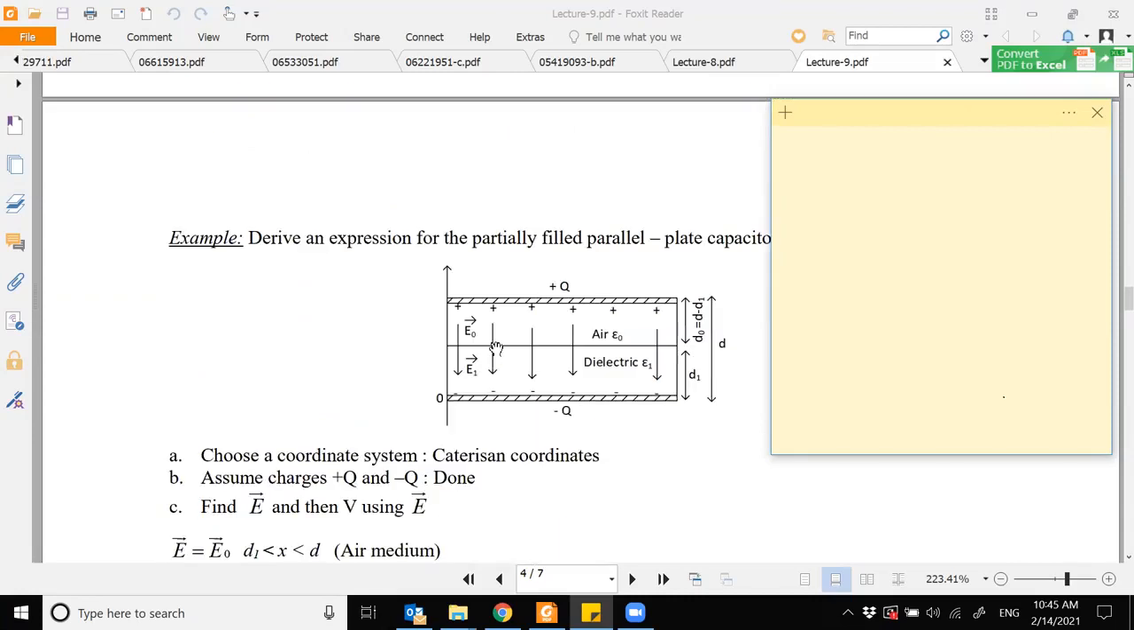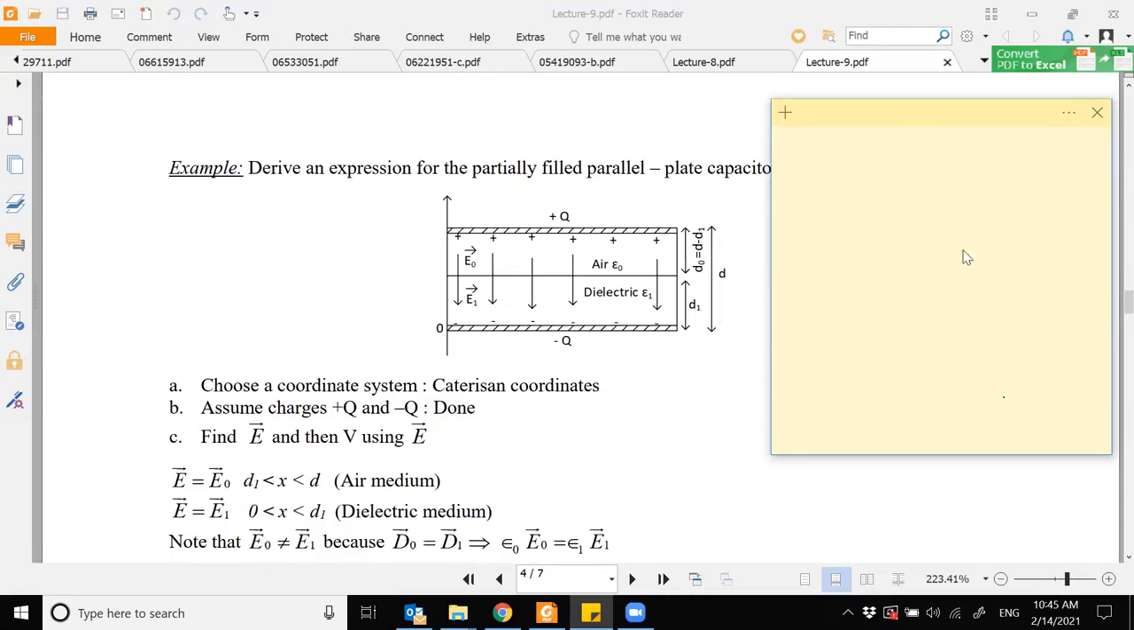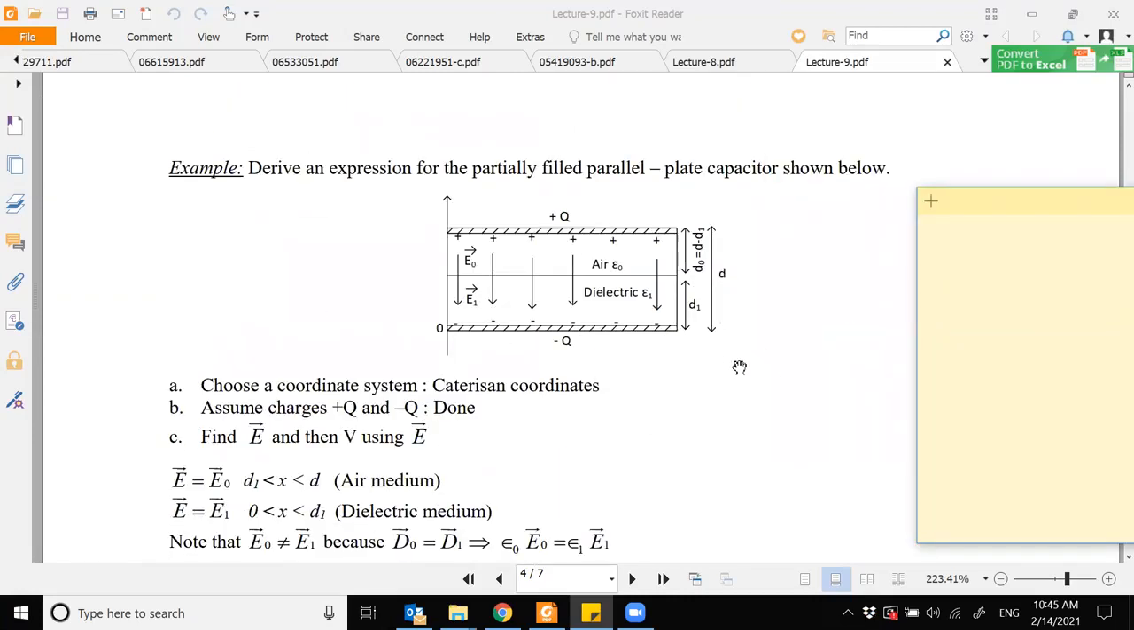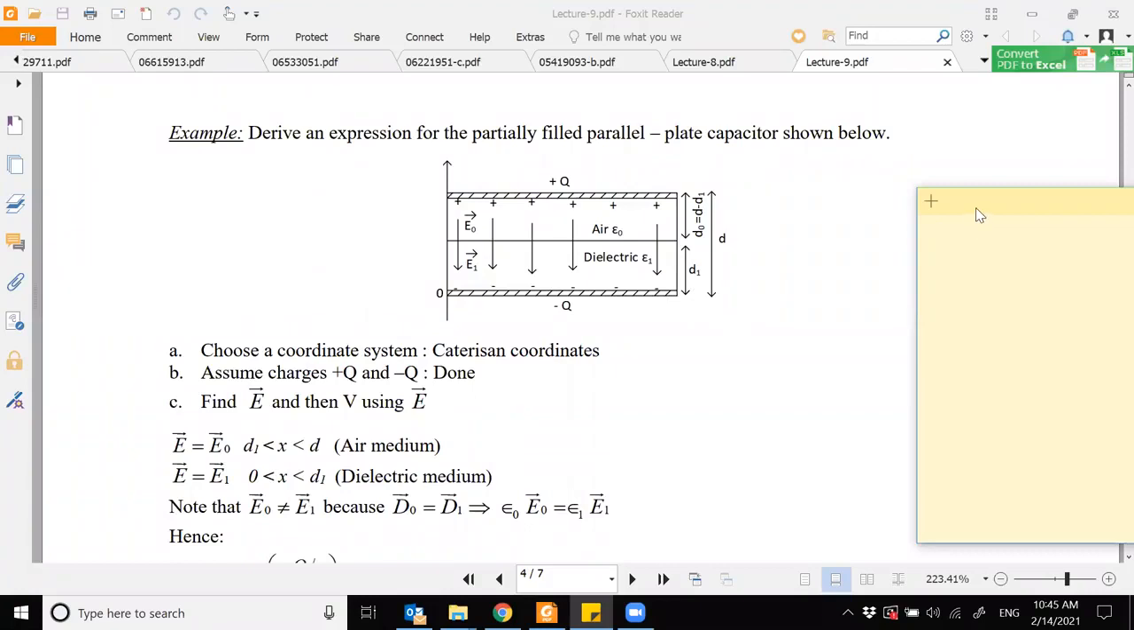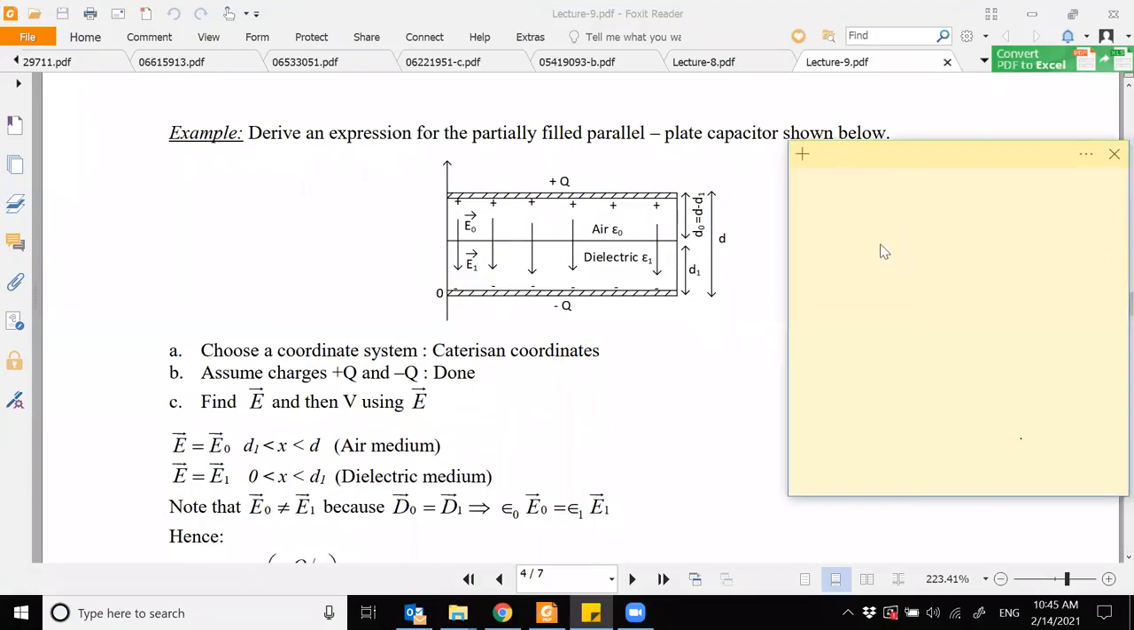Okay. Now, this is another example. Derive an expression for the partially filled capacitor. So we will take this example. Now, what do we mean by a partially filled capacitor? If you see here, this is the positive charge, this is the negative charge. This is placed at x is equal to 0, and this is placed at x is equal to d because the distance is d.